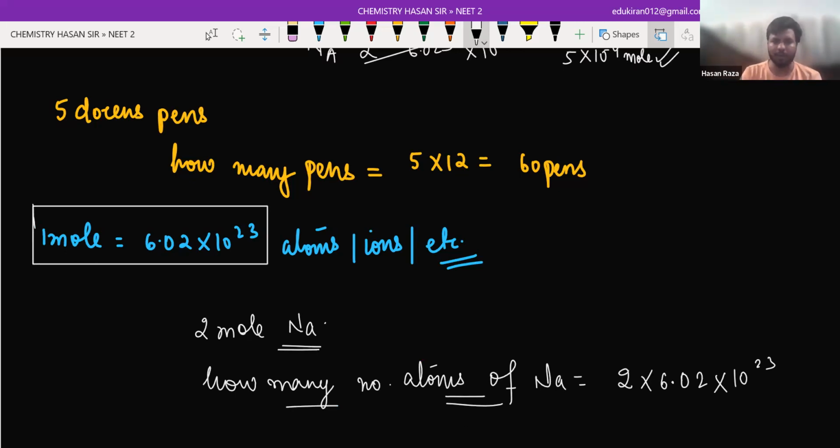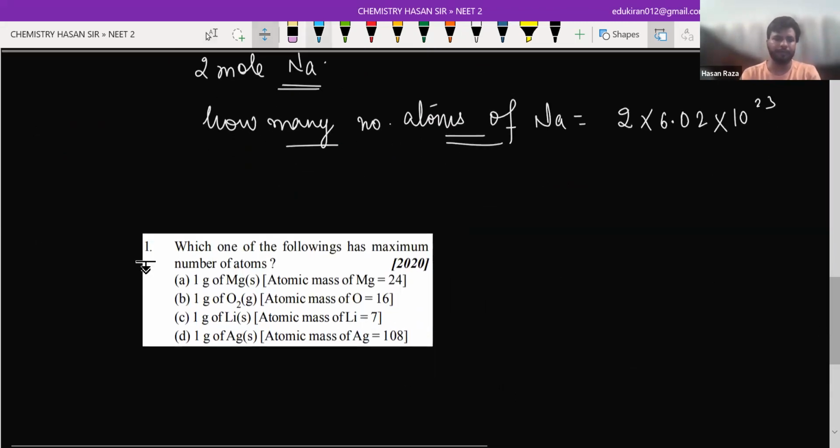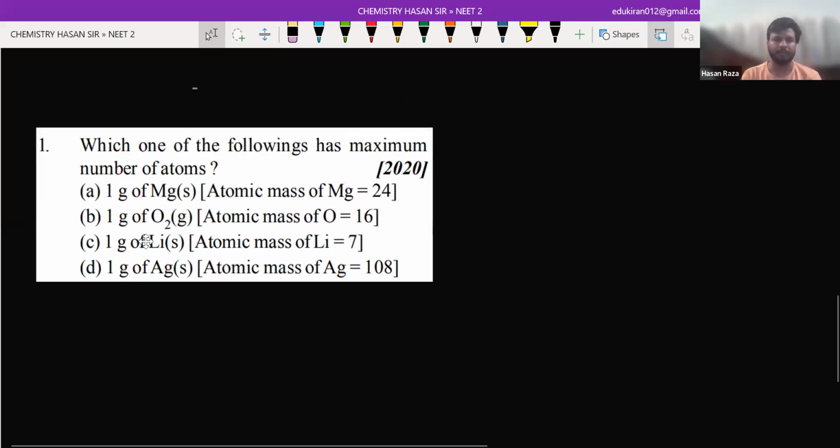Yes, sir. Okay, so I'm going to take PYQs of NEET, asked in 2020, which is very similar to this concept. I think you have seen this before. Are you able to see the question? Yes, sir. Which one of the following has maximum number of atoms? For atoms, you need to calculate the number of moles, and then multiply it with Avogadro number and you will get it.